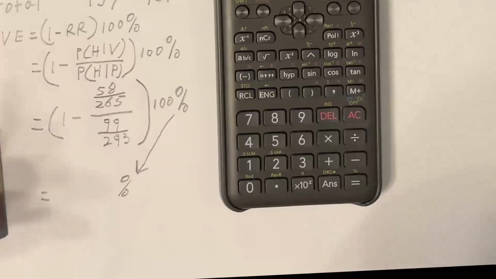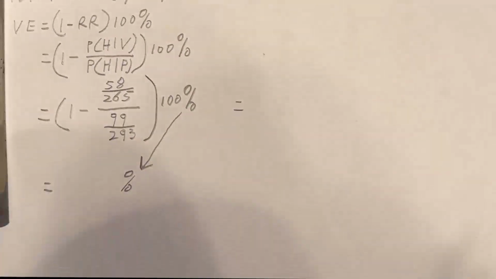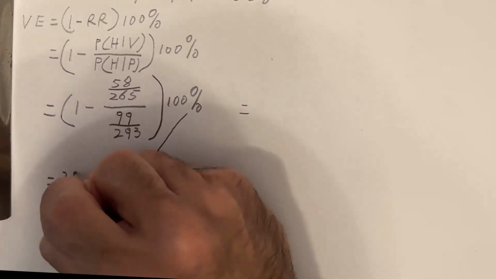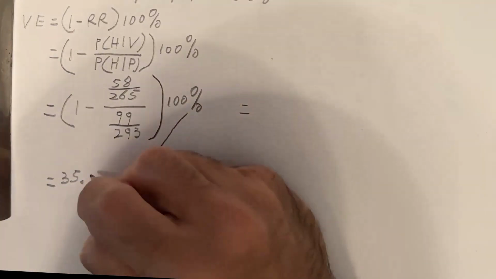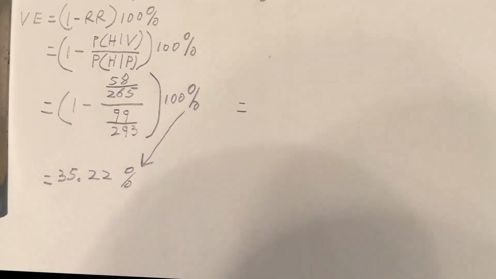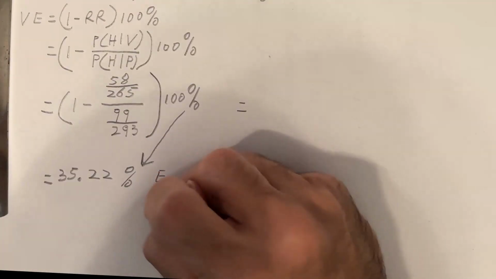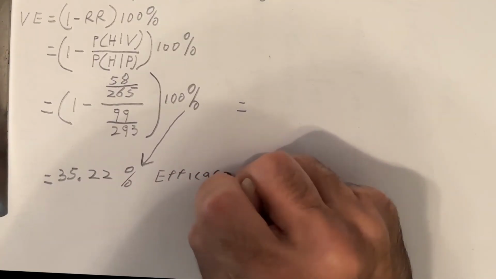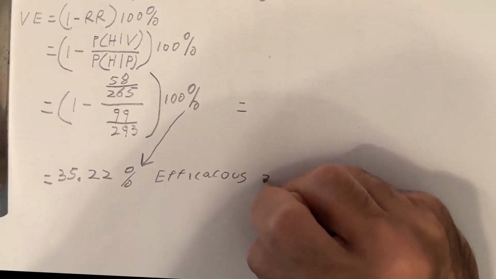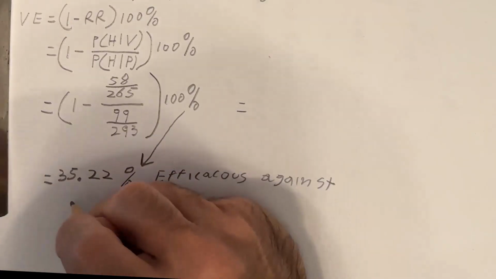We hit equals, and we get 35.22. I'm going to round this to the nearest hundredth. Percent efficacious against hospitalization.